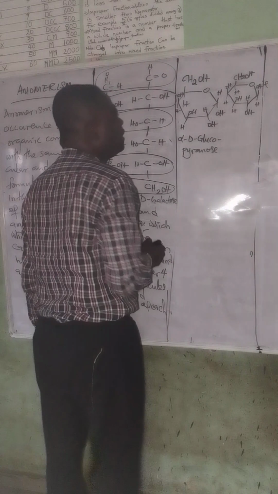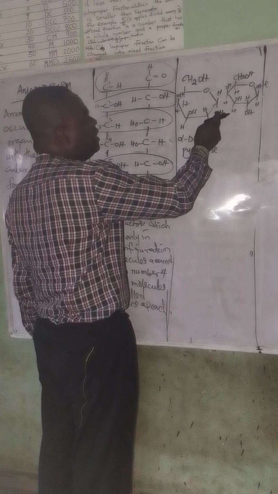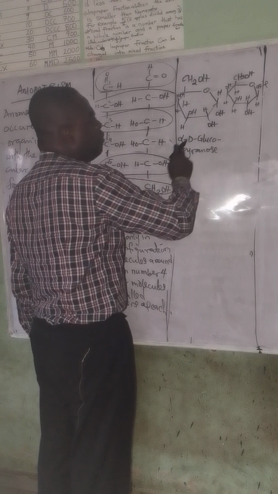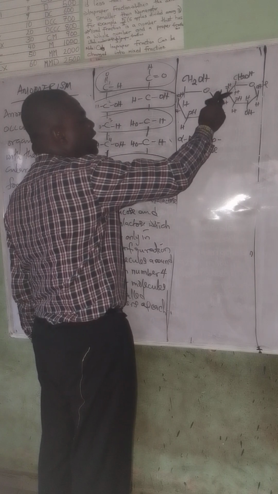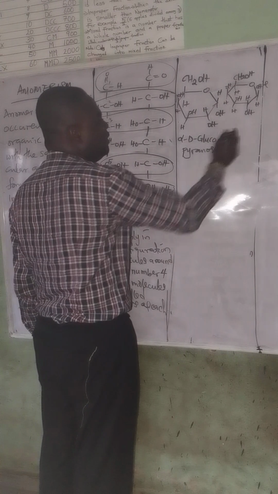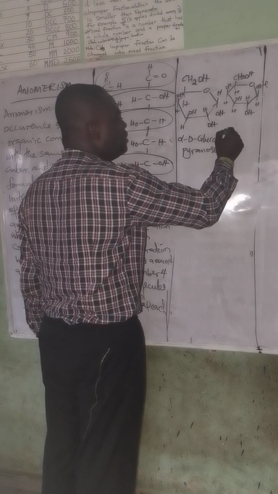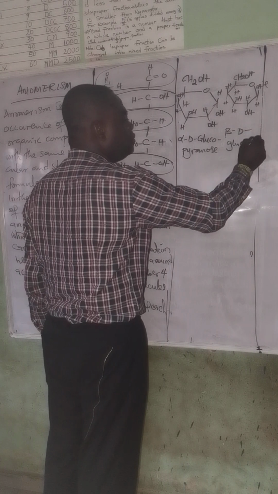Now, in this place, the H is up and the OH is down. When the H is up and the OH is down at this carbon atom, which is called the anomeric carbon, it is alpha. But when the opposite is the case, you have this compound, which is beta-D-glucopyranose.